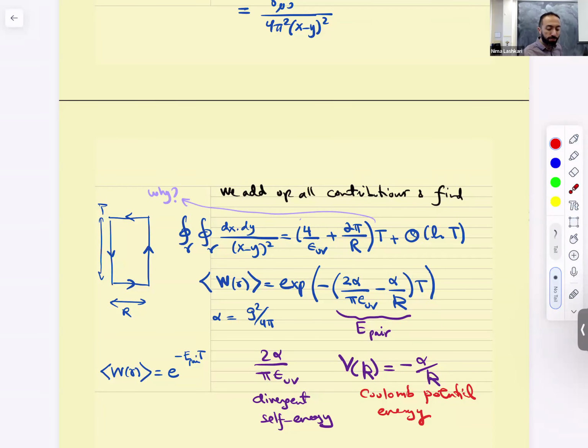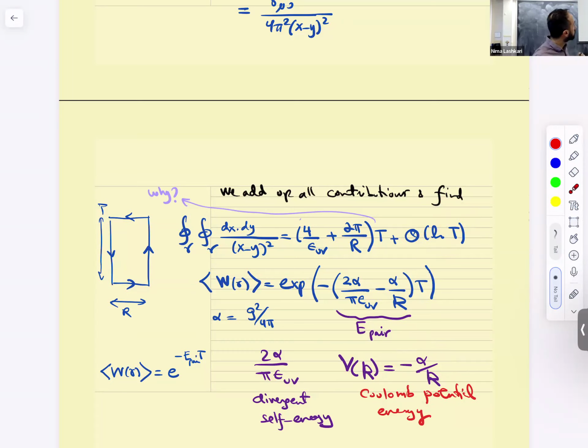Is it clear why I put corrections that are ln of t? What are these corrections going to correct? They're going to correct the potential. Just a few slides up, I had the potential of QED corrected due to one loop corrections when we were discussing the running of alpha.